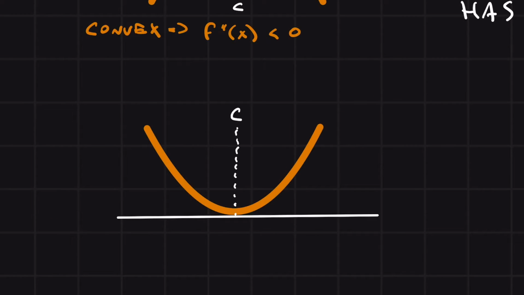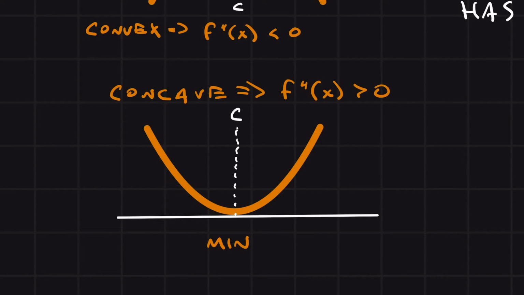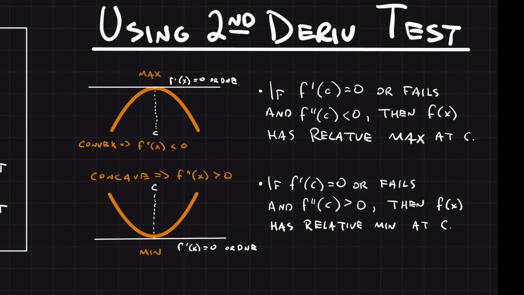Scenario 2, you have a local minimum. At a local minimum, your graph must be concave. Which means that f double prime of x would be greater than 0 at that point c. We also know that at a local minimum, that you either have a horizontal tangent, that is, f prime of x is equal to 0, or you can have a vertical tangent, which means that f prime of x does not exist.